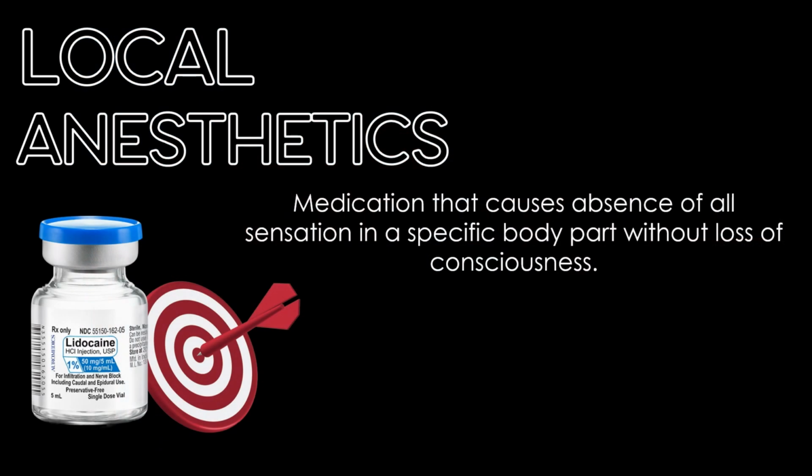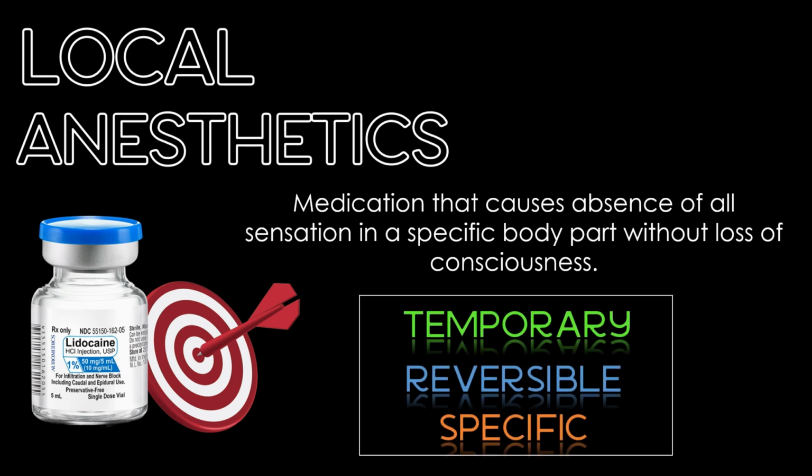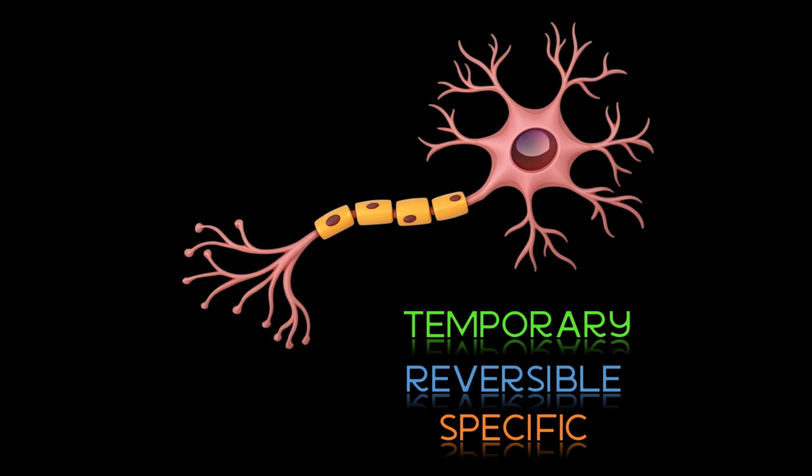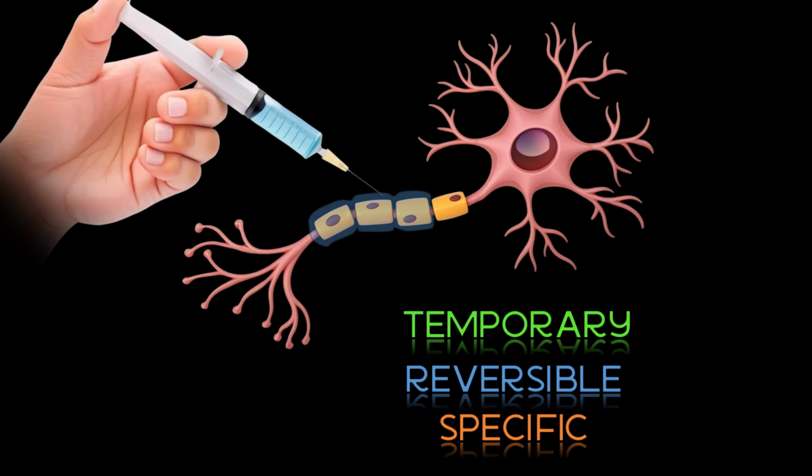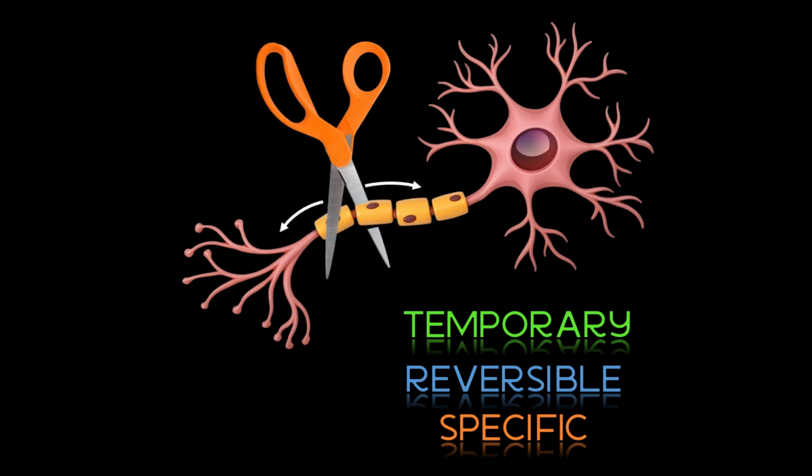Local anesthetics are a medication that causes the absence of all sensation in a specific body part without loss of consciousness. One of its main characteristics is that the effect produced is temporary, reversible, and acts specifically on the nerve fiber. When we inject a local anesthetic in the vicinity of a nerve, a conduction block will be produced. This block is characterized by its bidirectional nature, its temporary duration, its reversibility, and its specificity, as previously mentioned. This procedure is referred to as a nerve block.